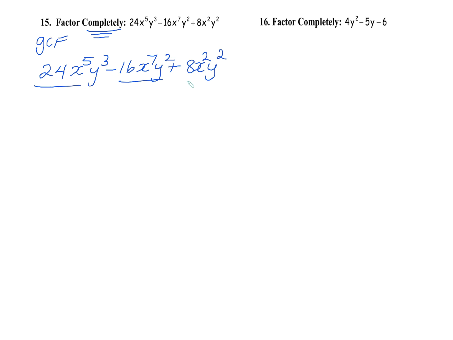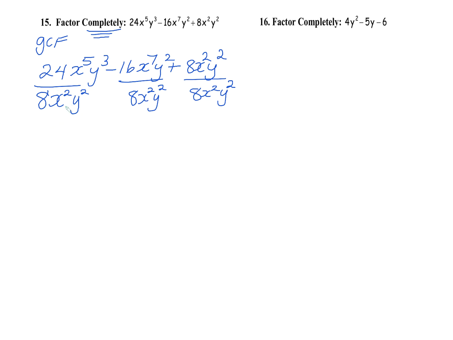So what number would divide 24, 16, and 8 evenly? The answer is 8. Now let's look at our variables. Now x is common to all three terms, but which x would you take? Always take the one with the smallest exponent. So we're going to factor out x squared. Now let's look at the y. The y is common to all three terms, but again, we factor out the y with the smallest exponent, which would be y to the second. So when it comes to the variables and you're factoring, always take out the variable with the smallest exponent.